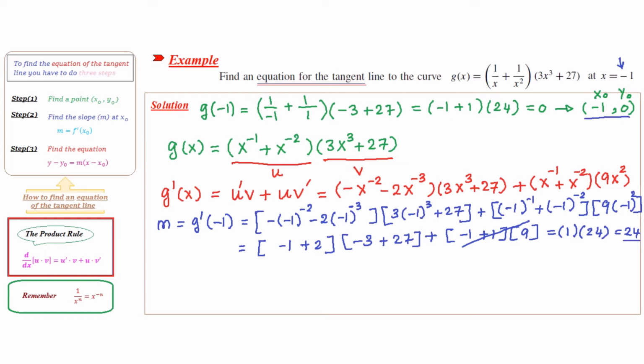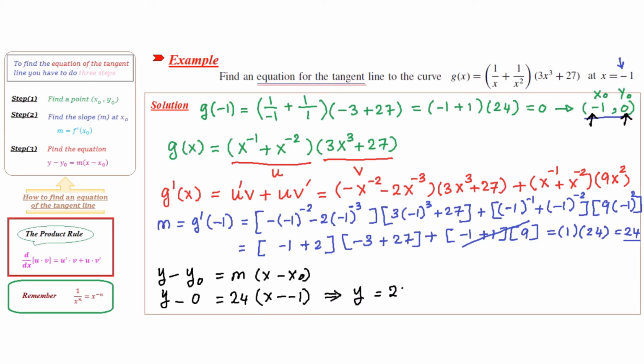So you have to do the last step, and you have to find the equation of the tangent line. So we have y minus y0 equals m multiplied by x minus x0. Y minus y0 equals 0, the slope m, which is 24, multiplied by x minus x0, which equals negative 1. More simplified, you will get y equals 24 multiplied by (x plus 1).